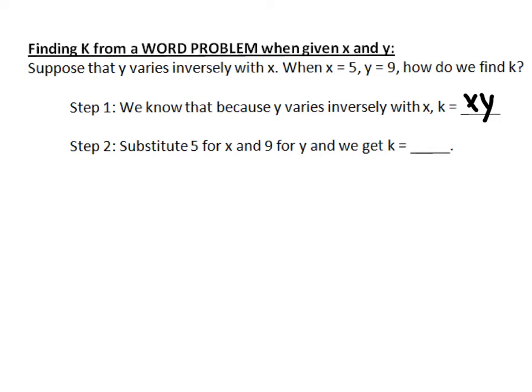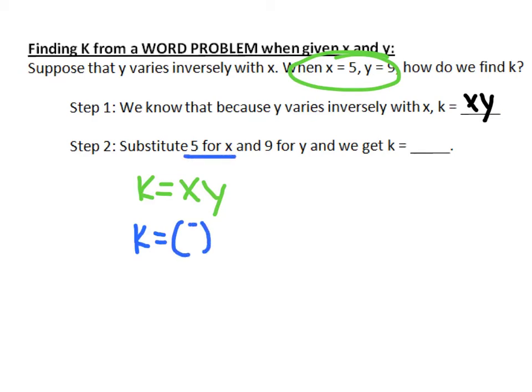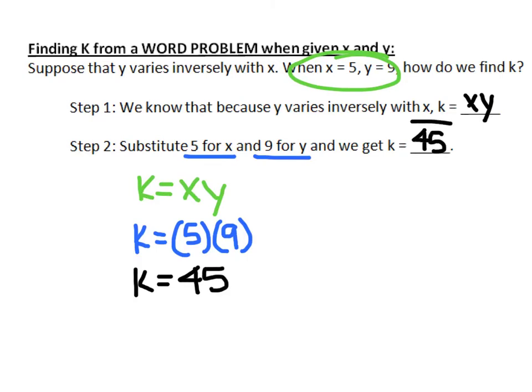So all I have to do then is substitute 5 for x and 9 for y, because that's what they told me that I know. And then we can figure out what k is. So if I have k equals x times y, k equals x is 5 and y is 9. Well, I can actually break that down further, because 5 times 9 is 45. So k equals 45.